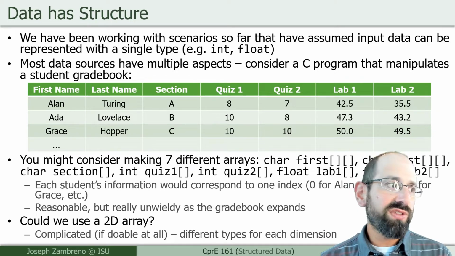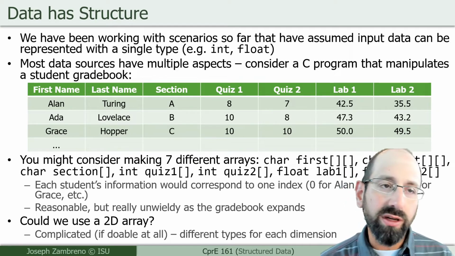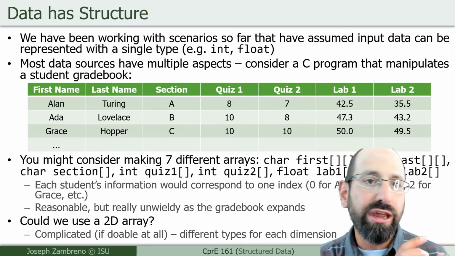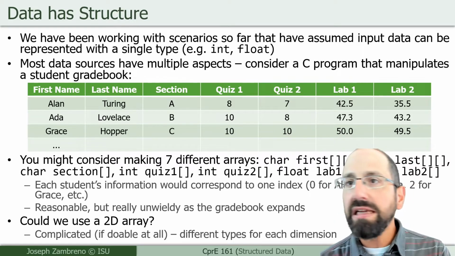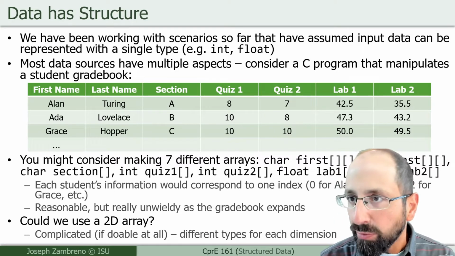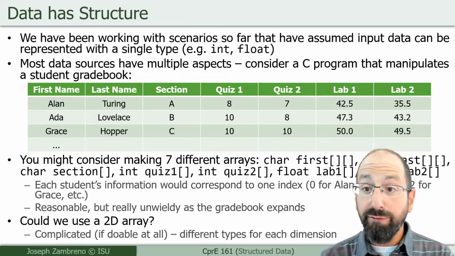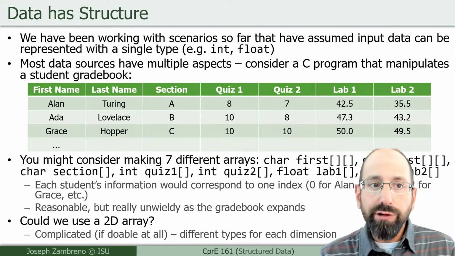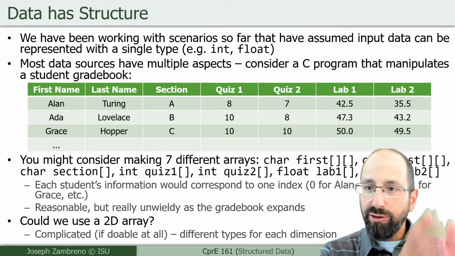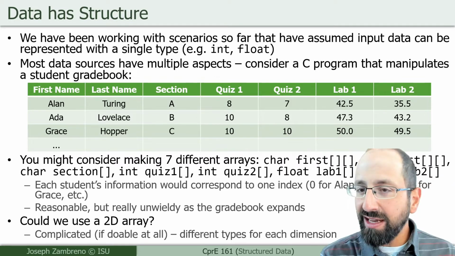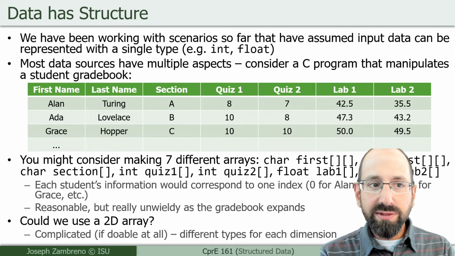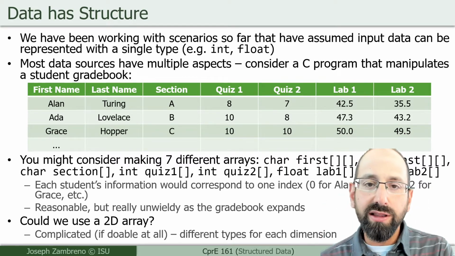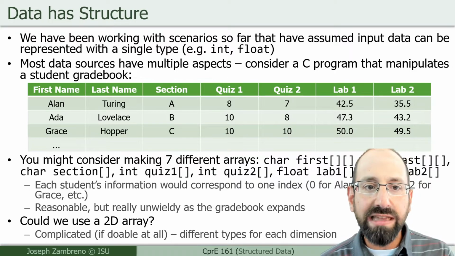Just consider a simple C program that manipulates a student gradebook. You'll have data for the first name, data for the last name. Section could be a single character. Quiz scores could be integers. Maybe lab scores could be floating point values associated with them. And for our programs to date, what we would do if we had to implement this, we would probably make 7 different arrays. An array, which would be two-dimensional, for all the first names, an array for all the last names, an array for the sections, for quizzes, for floats, for the labs, and for each of the individual assignments that we would have here.